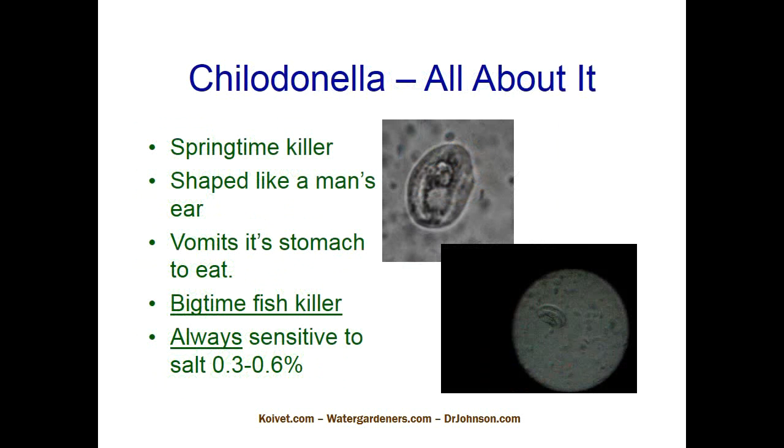So this is Ciliated. It is shaped like a man's ear, is how I get people to recognize it. Ciliated is an ear-shaped parasite, and it has a tendency to spin around like you nailed the end of it to the floor. There are other videos.